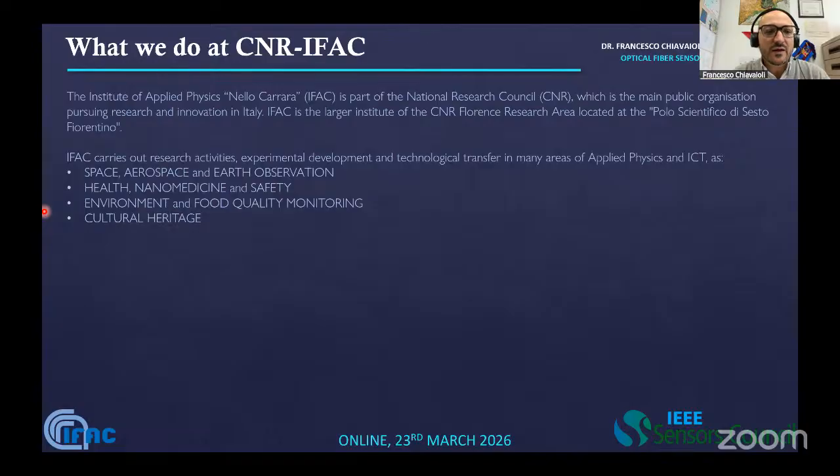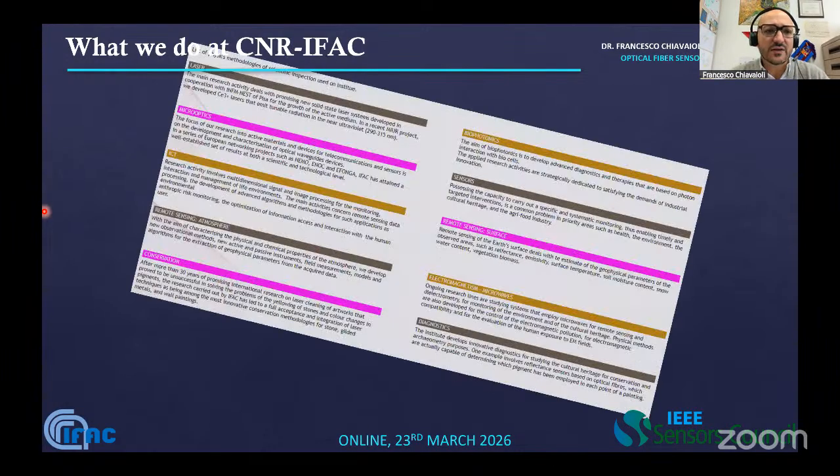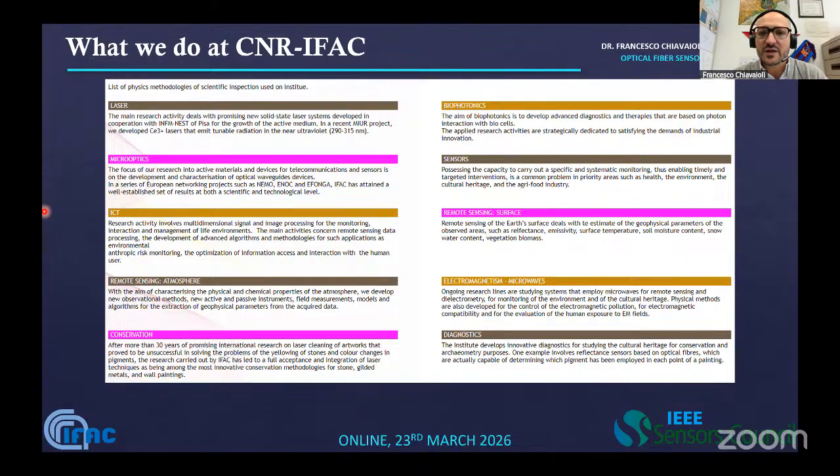In our institute, we have very broad research and experimental activities, and also development of technology transferred in many areas. So not only what belongs to me, so health, nanomedicine, and sensing, but also space, aerospace, environmental, food quality monitoring, cultural heritage. Here I just sum up the main topics and activities we are developing in our institute, which are mostly related to my research activities: for sure biophotonics, sensors, and diagnostics.